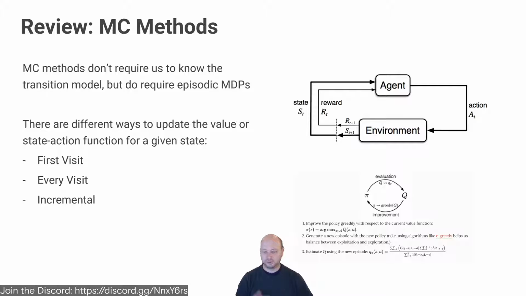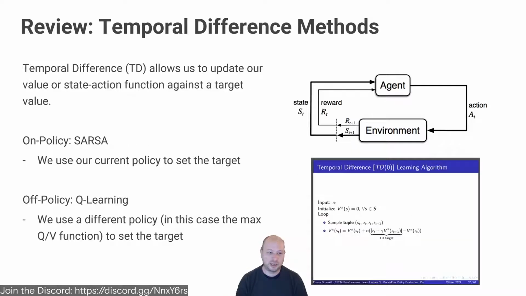And here what we're doing is essentially running our policy and sampling our environment. And there are a variety of different ways that we can update our Q function or our value function, be it first visit, every visit, or this incremental approach, which is kind of in between. So again, just as a refresher on that.